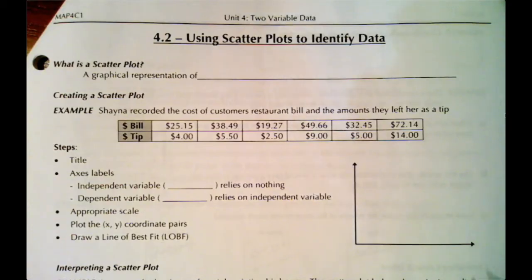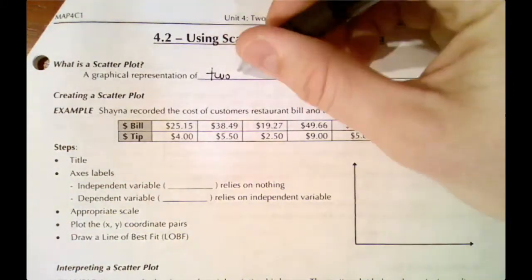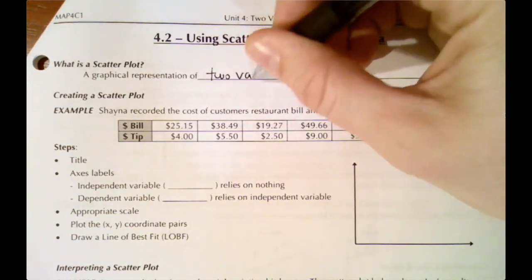Okay, this is lesson 4.2, using scatter plots to identify data. In the first lesson, we looked at 4 different displays of data, and in this lesson, we're going to dive deeper into scatter plots. So what is a scatter plot? Well, as we saw last unit, it was how we're going to represent and display 2 variable data.